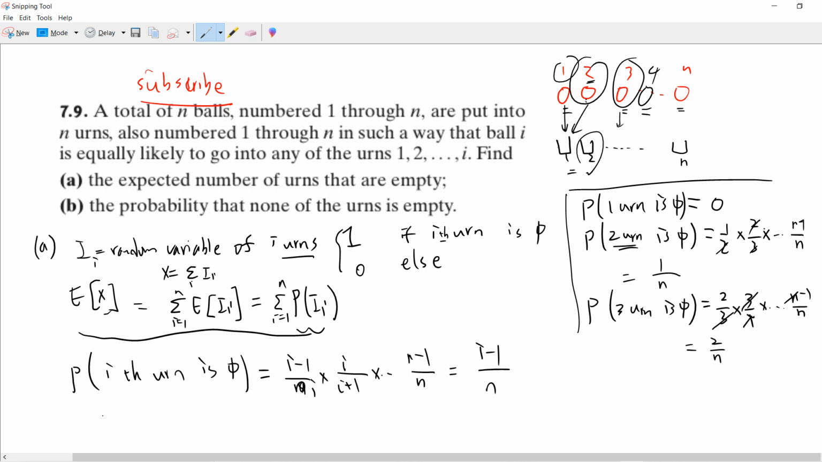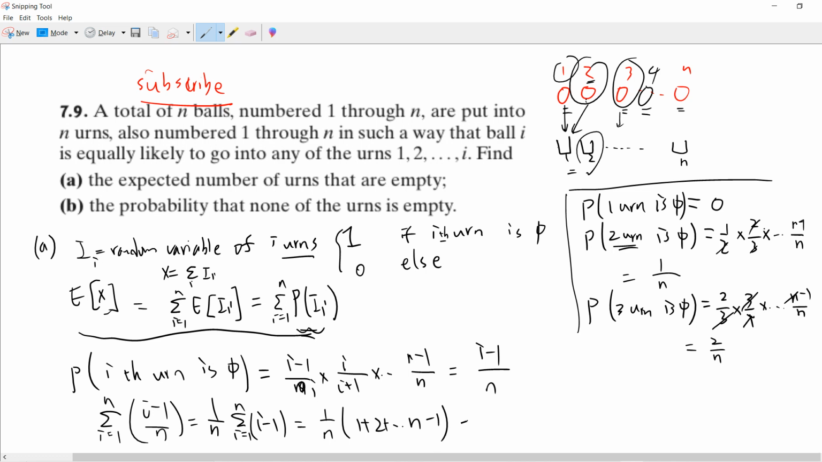The answer for A will be the sum from i equals 1 to n of the probability i minus 1 divided by n. So it's 1 over n times the sum from 1 to i minus 1, that is 1 plus 2 plus up to n minus 1. This is an arithmetic progression, so the sum will be n times n minus 1 divided by 2. So the answer will be n minus 1 divided by 2. Okay, so that's the answer. You can check n equals 2 for a reason, it's very trivial.